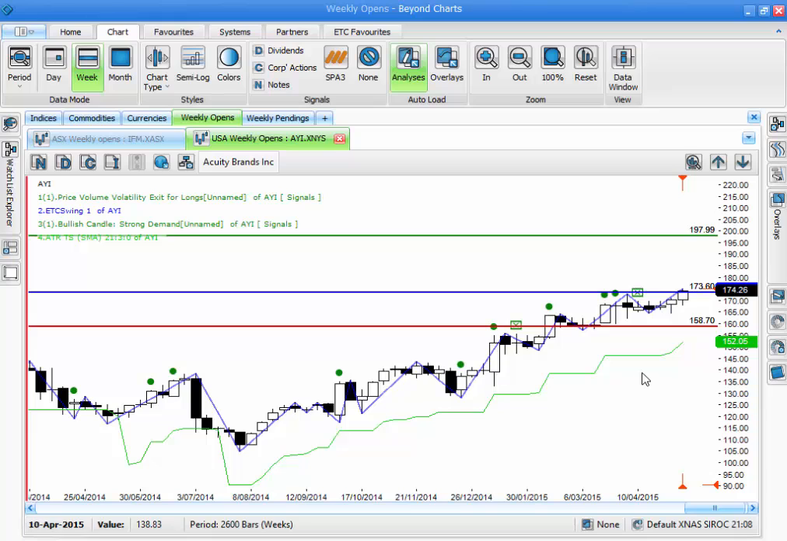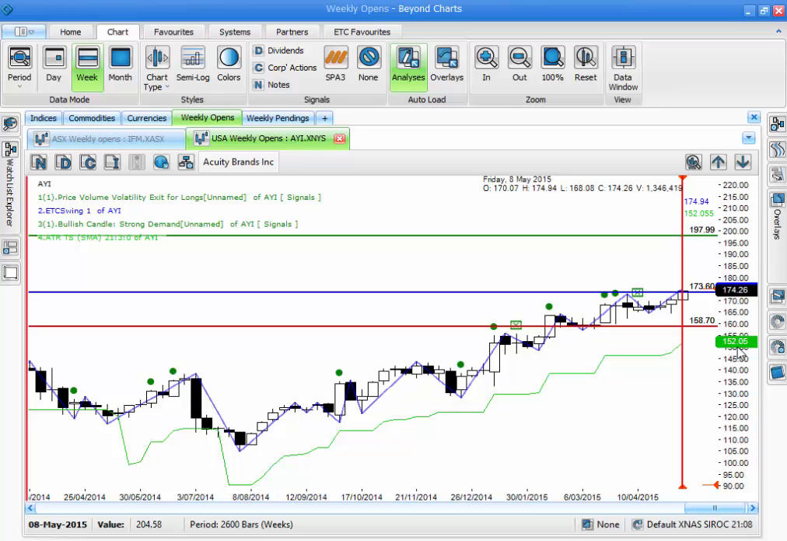So how do I know what figure that is? Well, a couple of ways. That trailing stop, that 3 ATR figure at the moment, is shown over here in green, 152.05 cents. Or I can also right click and put on the value line, and that will also show me the same figure as well.